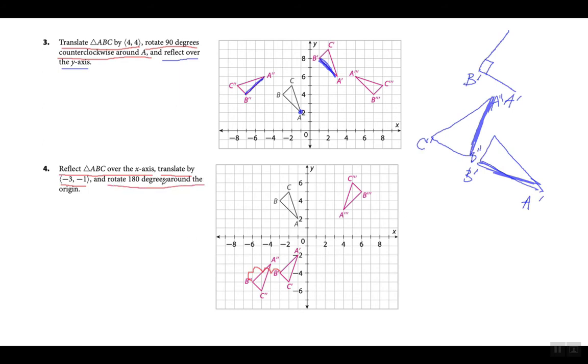All right, so there's our second transformation, and our last one is to rotate 180 degrees around the origin. Okay, rotate 180 degrees. When you rotate 180, it does not matter whether you go clockwise or counterclockwise, it's going to end up in the same spot. Okay, so the best way to look at it is, let me draw something in the 4th quadrant here.